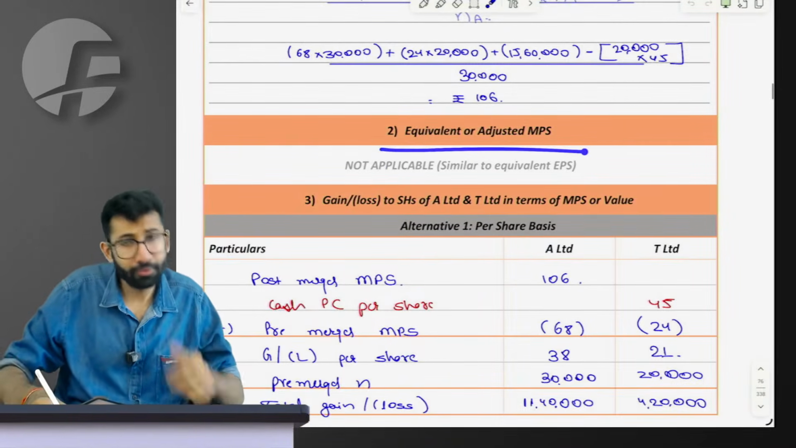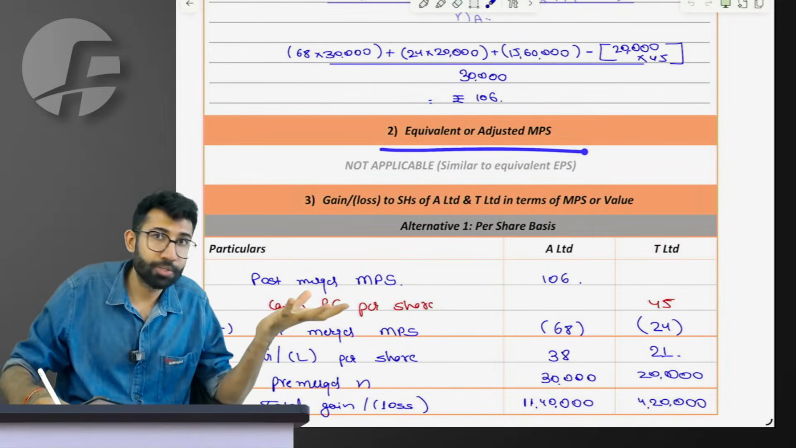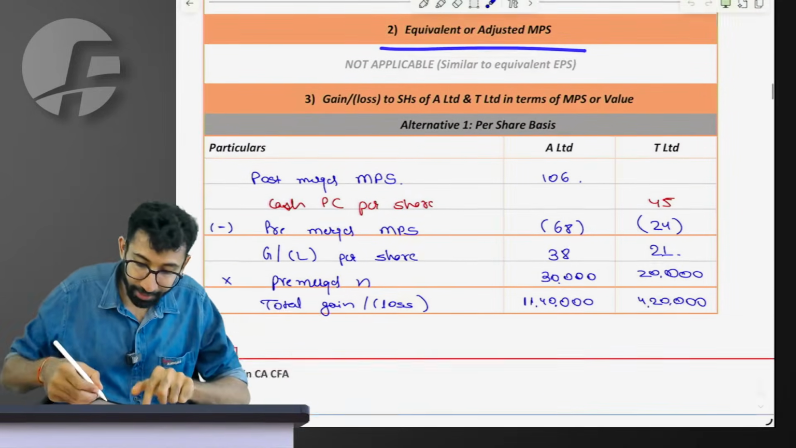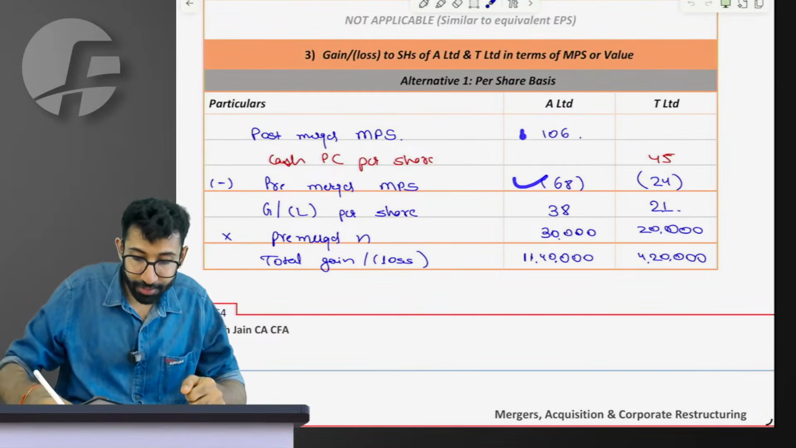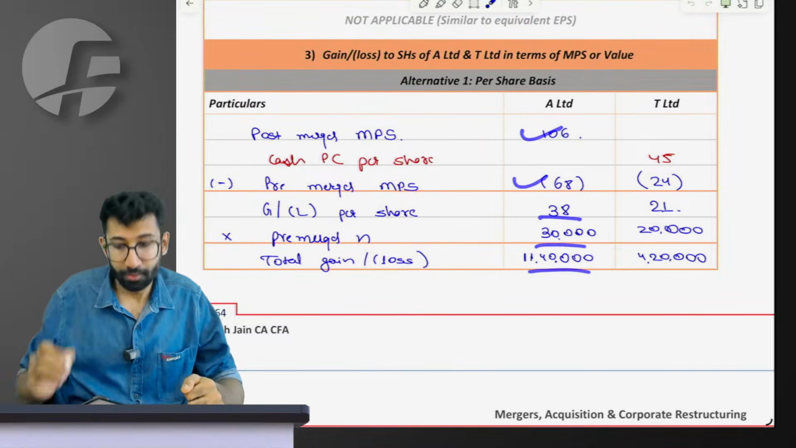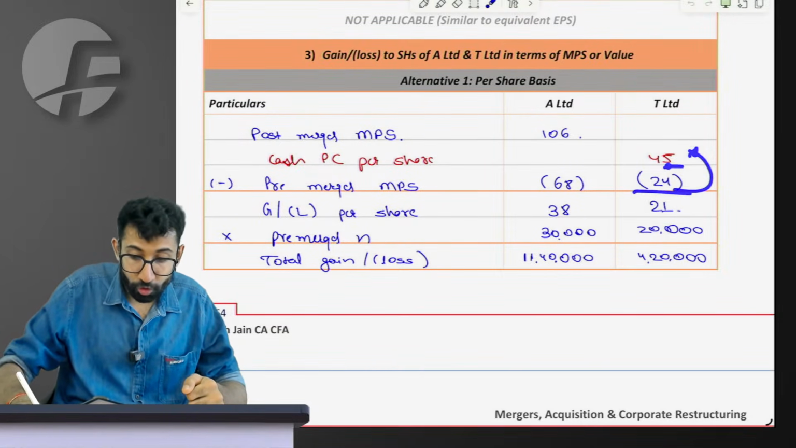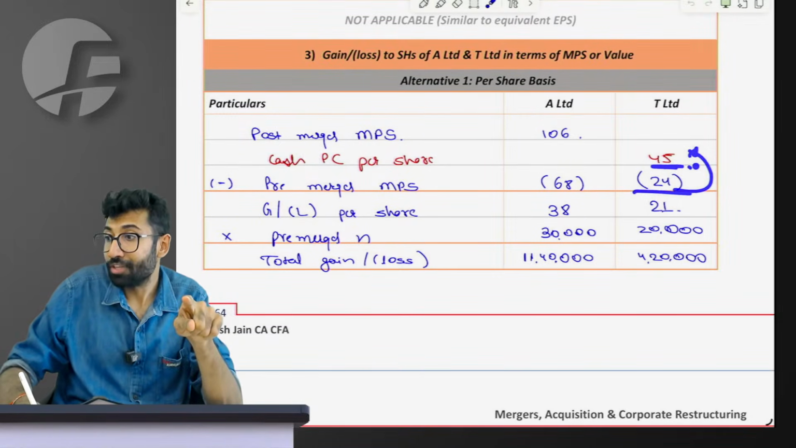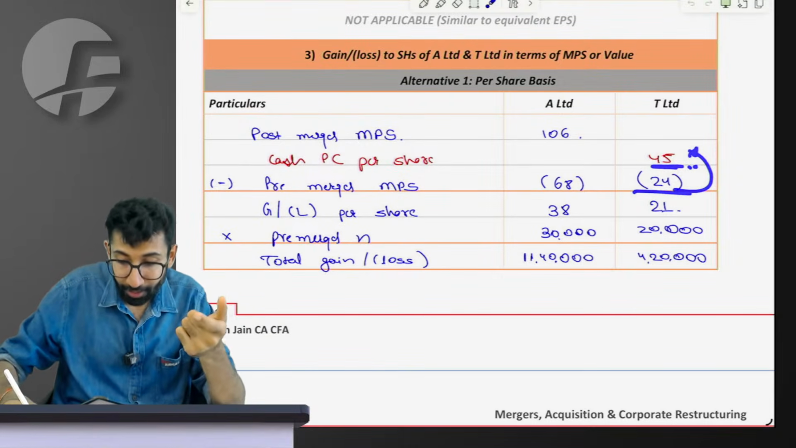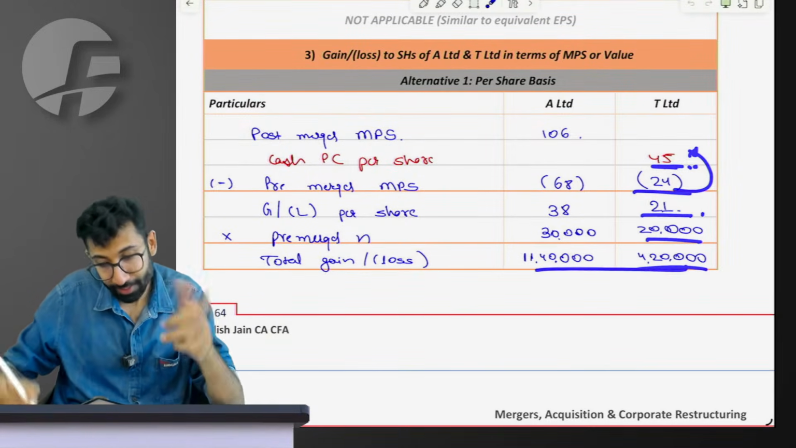Now, sir, there is no equivalent since I've paid you cash. In the post-merger MPS, you don't have any claim, but the gain or loss will be there. My value of 68 becomes 106, there is a gain. Your value of 24, there is no market value, but you get a cash of 45. You get a cash of 45, accordingly you also have a gain, that is also fine.